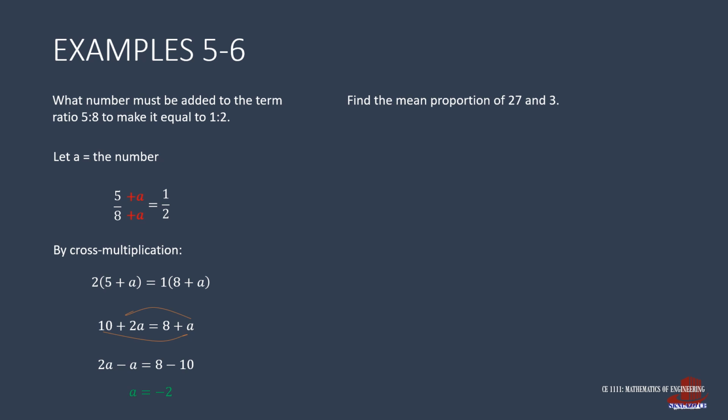For example 6, we are tasked to find the mean proportion of 27 and 3. By mean, we meant the number between. So the proportion becomes 27 is to x as x is to 3. In fraction form, we get 27 over x equal to x over 3. Cross multiply and get x squared equal to 3 times 27. Isolate x by taking the roots and have x as 9.